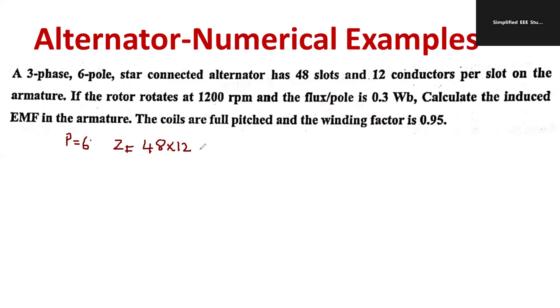Now what I require is to calculate Z phase. Z phase is equal to 48 into 12 divided by 3, since it is per phase. So the answer will be 192 conductors per phase.